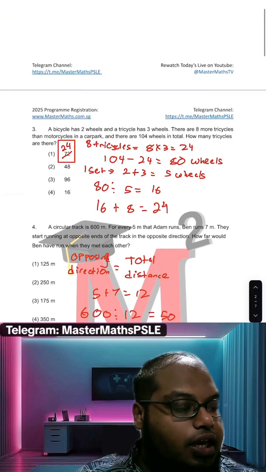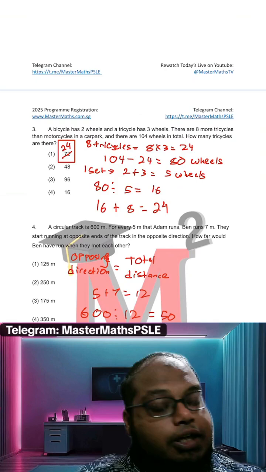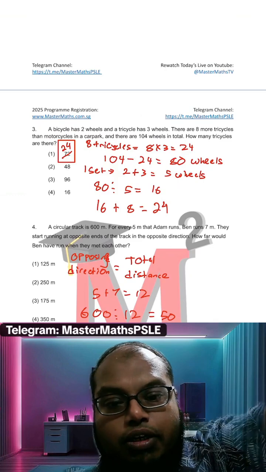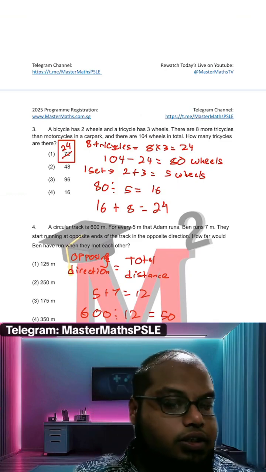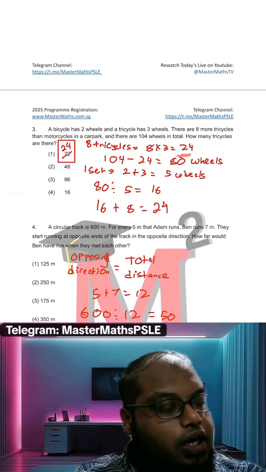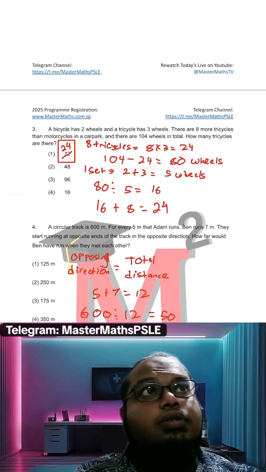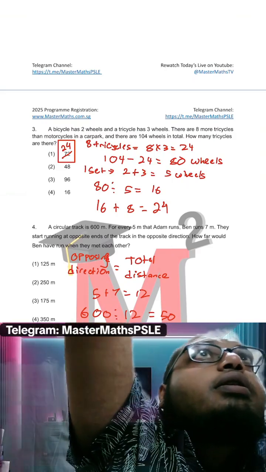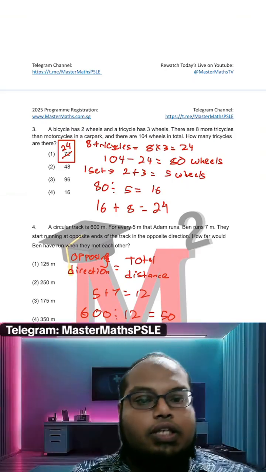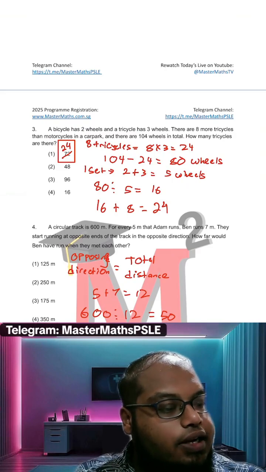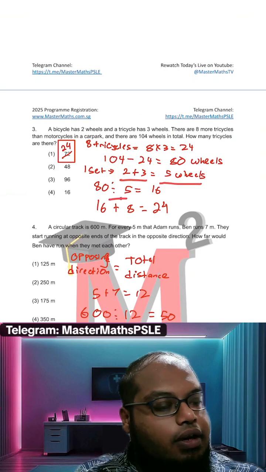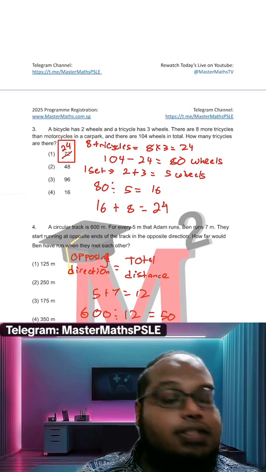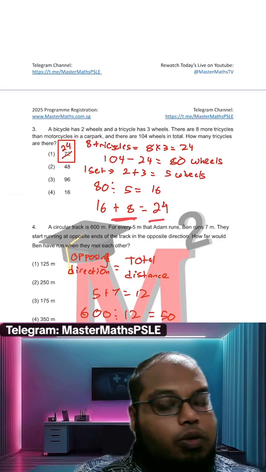Okay, same thing here again. This one was the one where I mentioned I need to take out the additional amount first. So the additional amount here is 24 wheels extra, so I minus 24, I got 80 wheels. Then one set is 2 plus 3 wheels is 5. Divide by 5, I got 16. But like I mentioned just now, this is 16 bicycles, 16 tricycles. So I plus the 8 additional, I got 24.